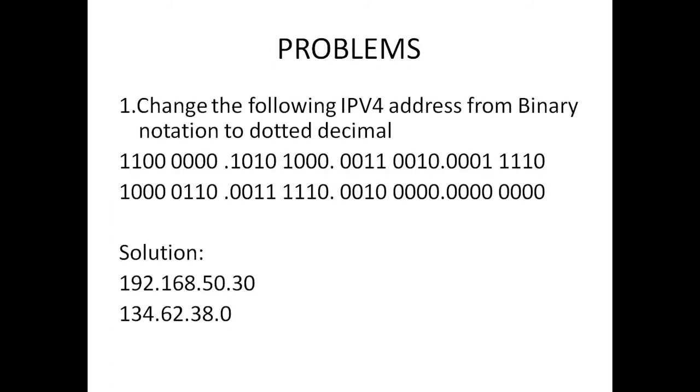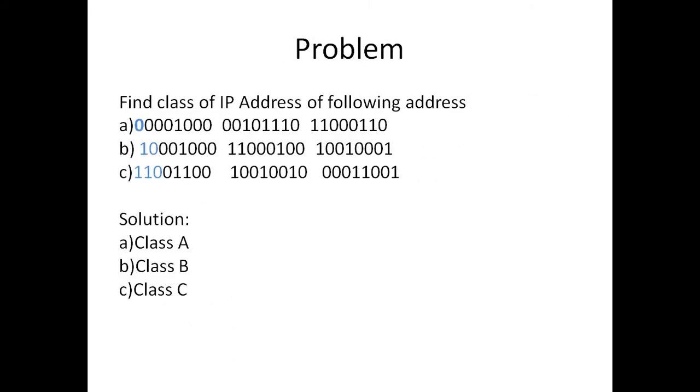So let us try to understand the problems. Change the following IPv4 addresses from binary to decimal notation. The binary form we have to convert to decimal form. These are the two IP addresses in binary. We have to convert them into decimal notation. Then find the class of the IP address of the following addresses. If the starting bit is 0, it is class A; if the starting bits are 10, it is class B; if the starting bits are 110, it is class C.